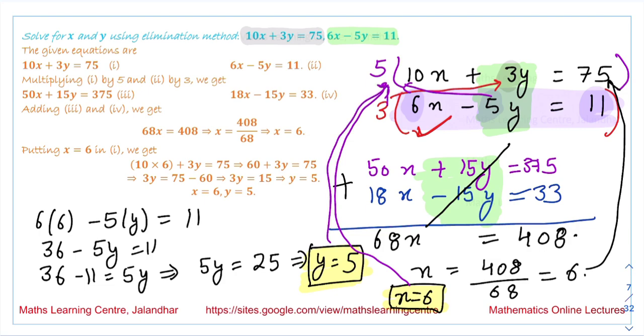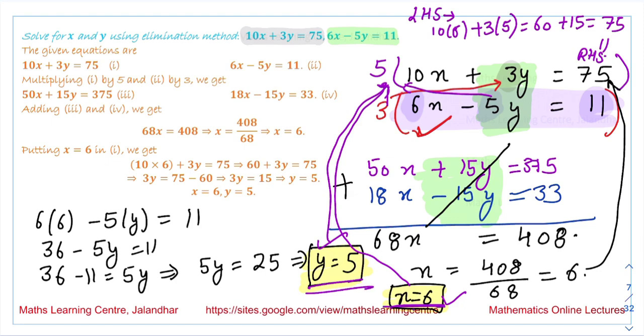If we put these values in this equation, LHS will become 10 into 6 plus 3 into 5. So it is 60 plus 15 equal to 75, that is equal to RHS. It means our answer in this case is correct, that these values are satisfying this equation, and these values are also satisfying the first equation. So these are the values of x and y which satisfy this system of simultaneous linear equations.